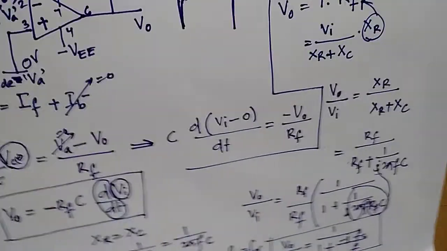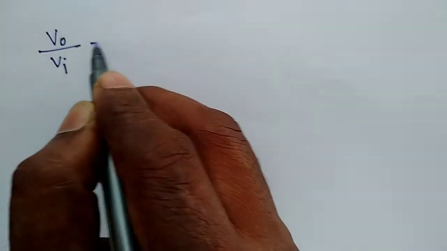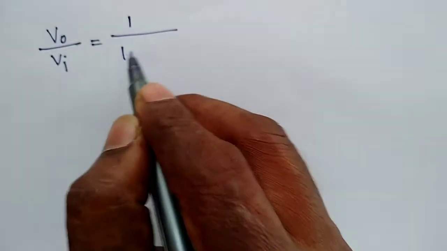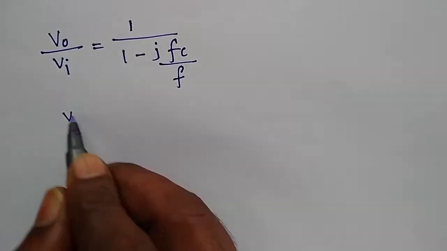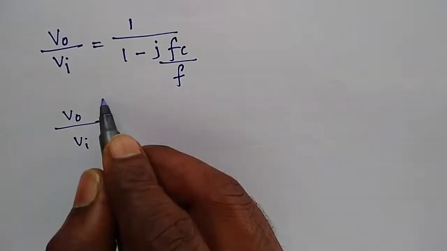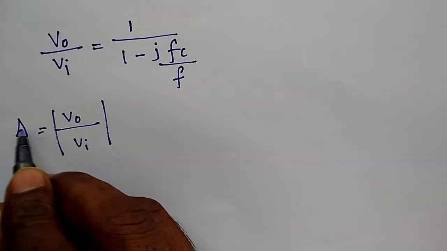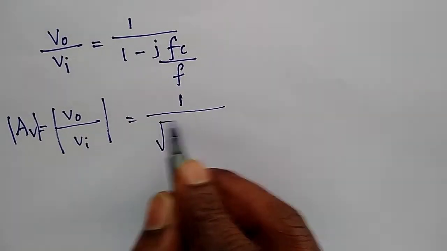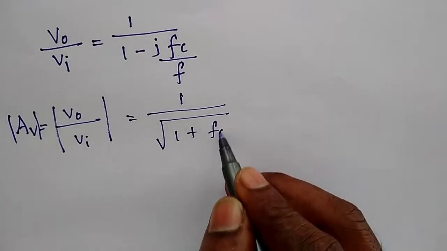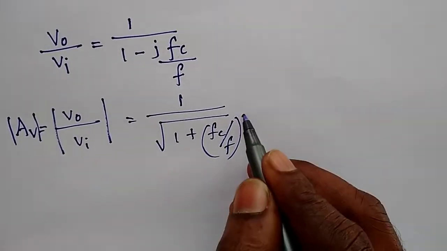From this function you can derive the expression V0 by Vi is equal to 1 by 1 minus j FC by F. For calculating the magnitude function of this, V0 by Vi is equal to the voltage gain in terms of modulus, that is equal to 1 by root of 1 plus FC by F whole square.